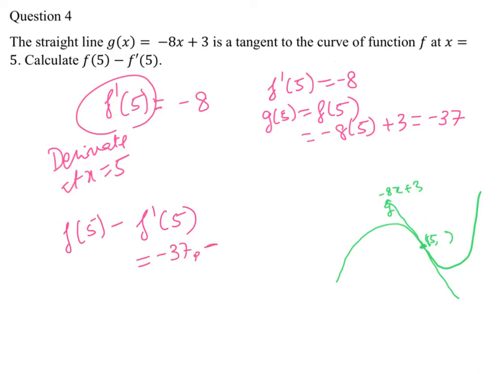Minus of negative 8. So the question was to find f(5) minus f prime of 5. f(5) I got here as negative 37, and f prime of 5 I got as negative 8. So I just have to substitute and find the value, and I get the answer as negative 29. So that's how I find the value. This is understanding the common point.